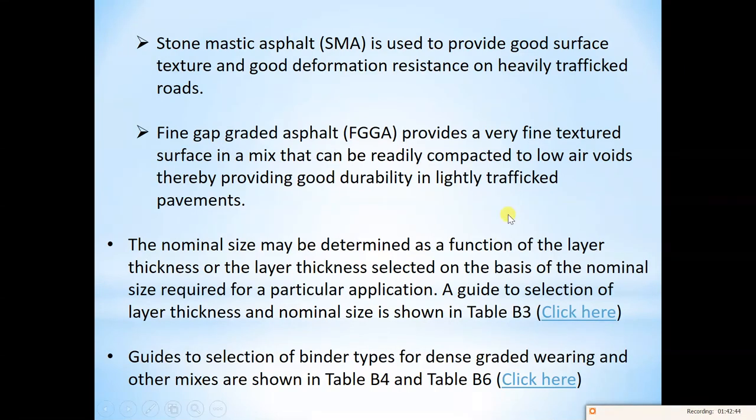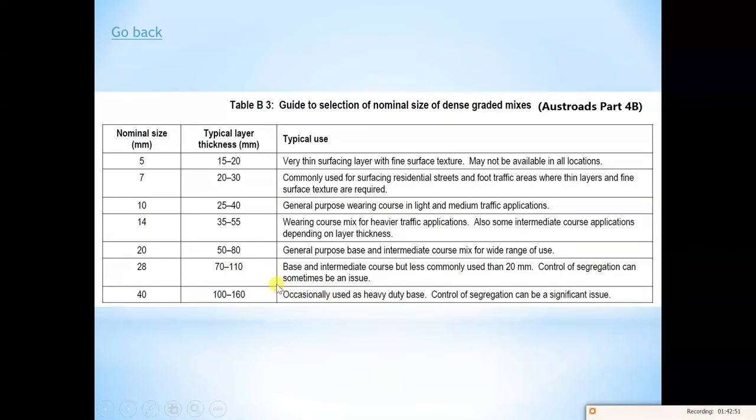So for the wearing course, the thicker the asphalt, you need to have a bigger size aggregate. Okay, when you have a very thin layer, probably you need to use smaller size aggregates. Of course, the 14 will be quite good enough to provide the skid resistance, and you can go down to like 35 to 55 mm, which is quite thin. So most of the asphalt probably needs to be at least 50 mm thick. Then you can use the 14 mm aggregates for that job.